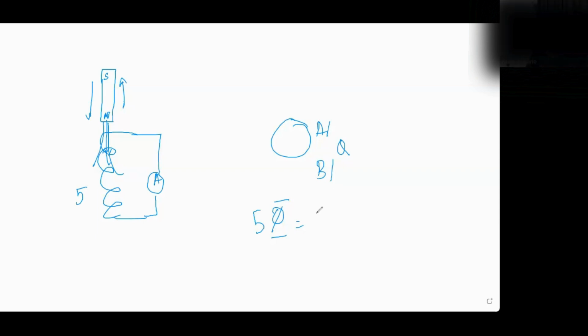All right. Now, what is the flux here? B A cos theta. Flux here is B A cos theta. And the total flux is 5 times B A cos theta. Why 5? Because there are 5 loops. Now, you see what is going to happen. When I'm moving the magnet, what is going to change out of this?